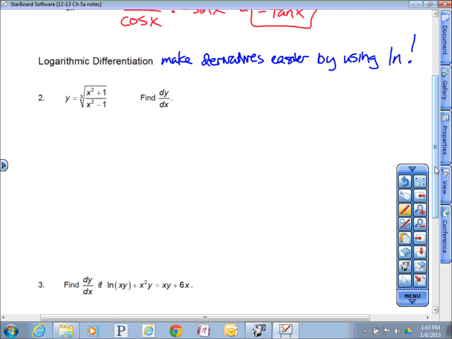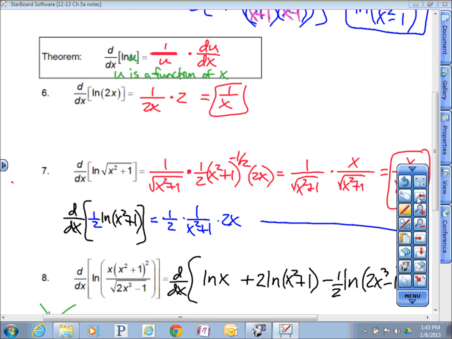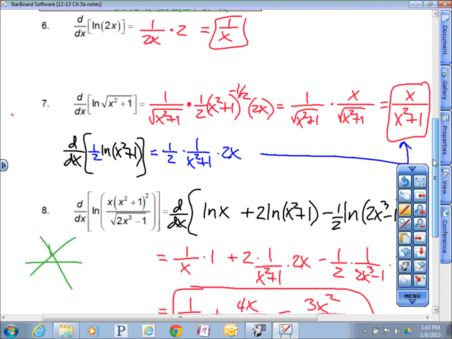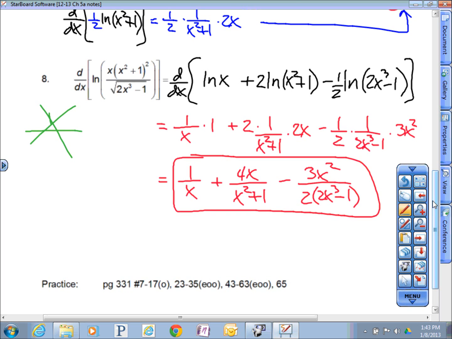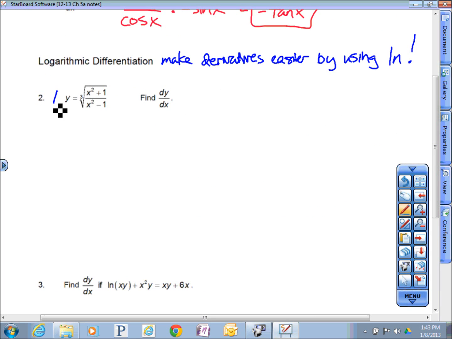Logarithmic differentiation says, I'm looking at problem number 2, and you know what would really be nice? I wish I could use my log rules to expand that, much like we did the last problem on yesterday's notes. It would be nice if I could do what I did in problem number 8 on this problem that I have right here. Well, I can't if there's no log. So what we're going to do is introduce the log. We're going to take the natural log of both sides.